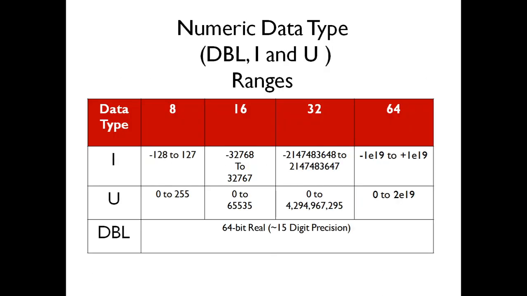In the case of numeric data types, DBL, integer, and unsigned integer are involved. That is double precision, integer, and unsigned integer. Integer provides values from minus to plus, so both negative and positive values are possible. Unsigned integer provides only positive values. DBL is double precision and can hold integer as well as floating values. Depending on 8-bit, 16-bit, 32-bit, or 64-bit, we can have different ranges. So based on your application, you can choose the data type range.